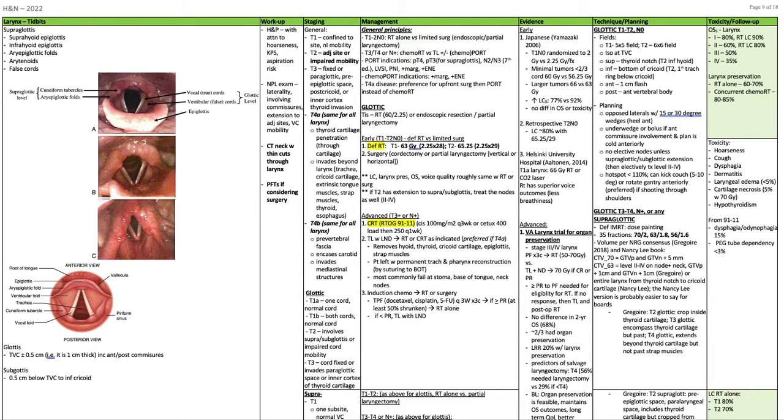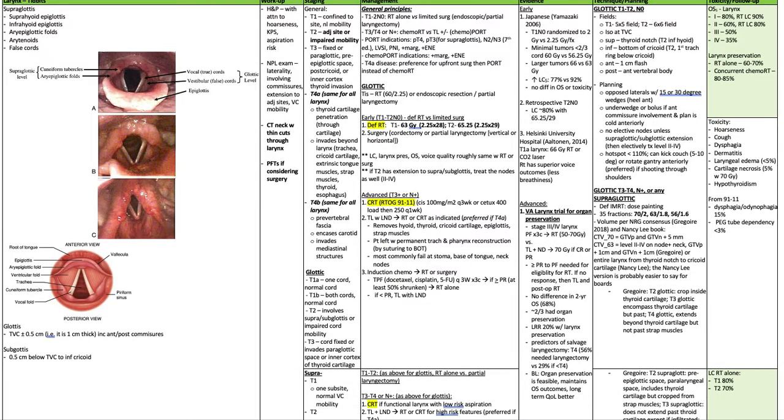In terms of techniques and planning, glottic T1 to T2, opposed fields. T1 gets a 5x5 field, T2 gets a 6x6. You put the isocenter at the true vocal cords. Superior border is the thyroid notch. For T2, the superior border is going to be the inferior hyoid. The inferior border is the bottom of the cricoid. If it's a T2 tumor, it's the first tracheal ring below the cricoid. Anterior, 1 centimeter flash. Posterior is the anterior vertebral body.